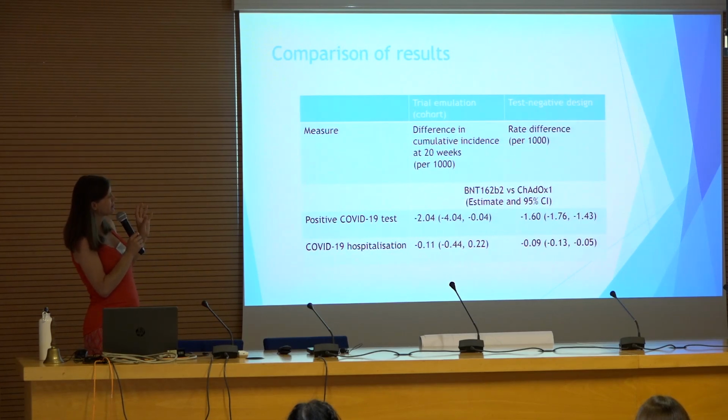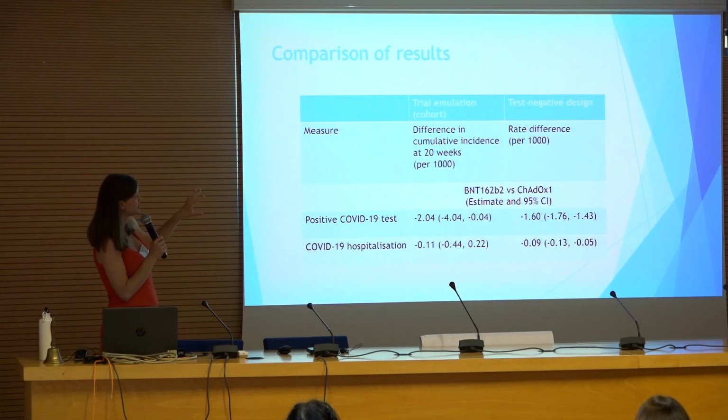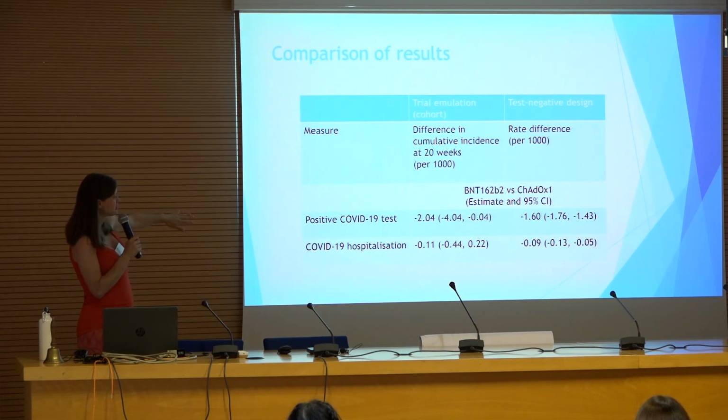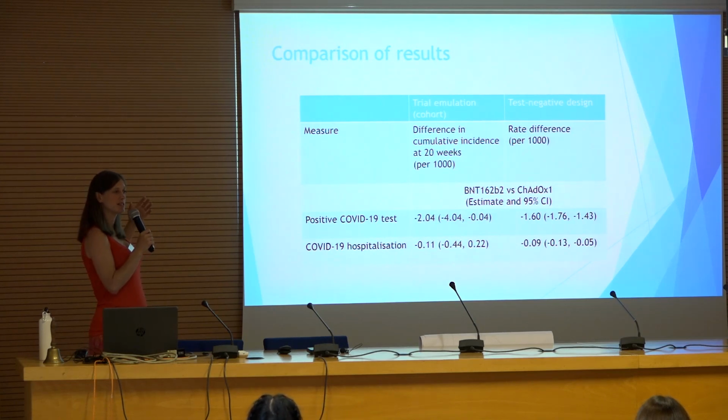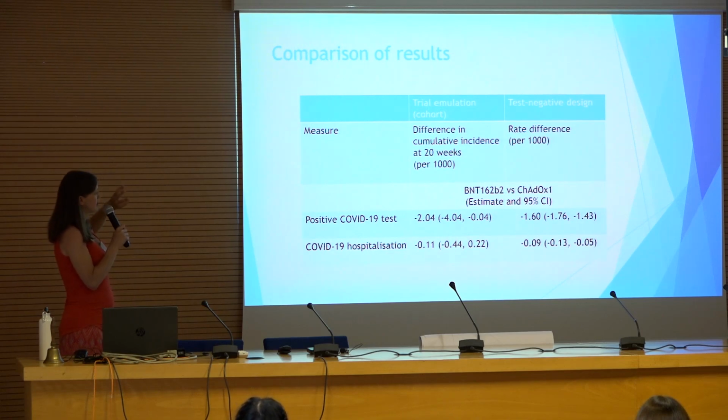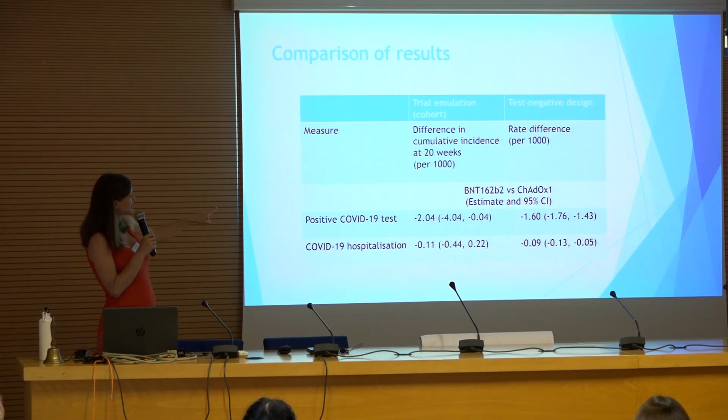They used slightly different measures. One used difference in cumulative incidence at a particular point in time, and the other used the average rate difference, but they're fairly comparable measures. And the results are at the bottom here. So we've got an estimate and a confidence interval. And we can see for positive test, we've got an estimate of minus 2.04 per 1,000, indicating that if everyone was vaccinated with Pfizer, we would expect to see a lower rate by 2 per 1,000 than if everyone was vaccinated with AstraZeneca. And that's compared to an estimate of 1.6 in the other study design.